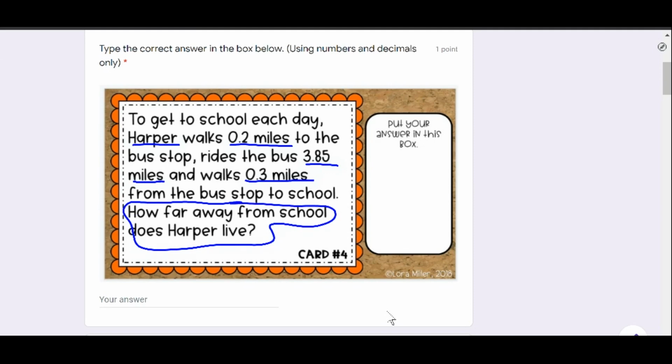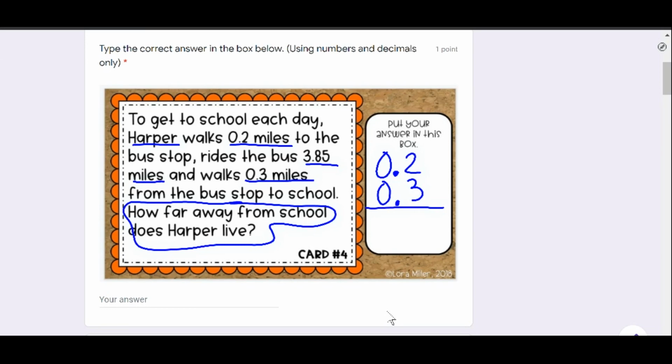So for this, all we're doing is adding up all those distances that she travels in order to get from home to school. And in order for us to make it easier in our brains to add, I'm going to start adding our 0.2 with our 0.3 first. And then I'll take that and add our 3.85.